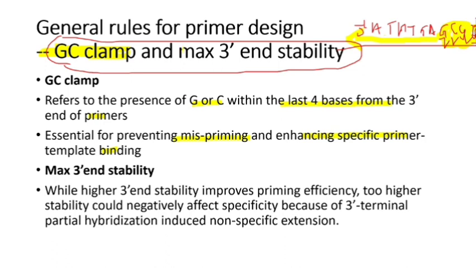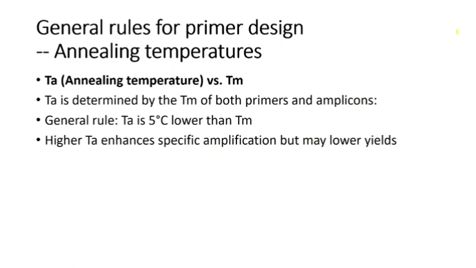Another thing is the maximum 3' end stability. While 3' end stability improves the priming efficiency, too high a stability could negatively affect the specificity, because 3' terminal partial hybridization induces non-specific extension. So the 3' end of the primer should be stable enough so that only the proper extension can occur.